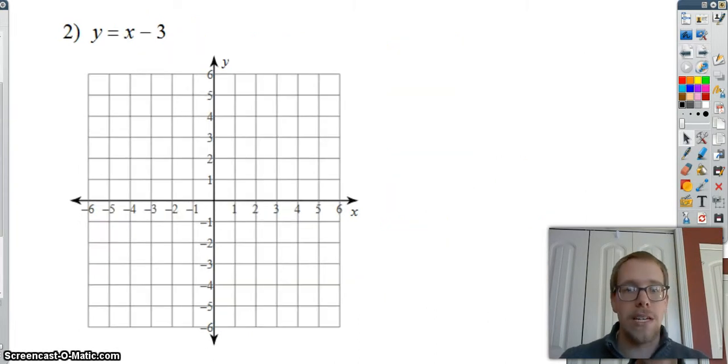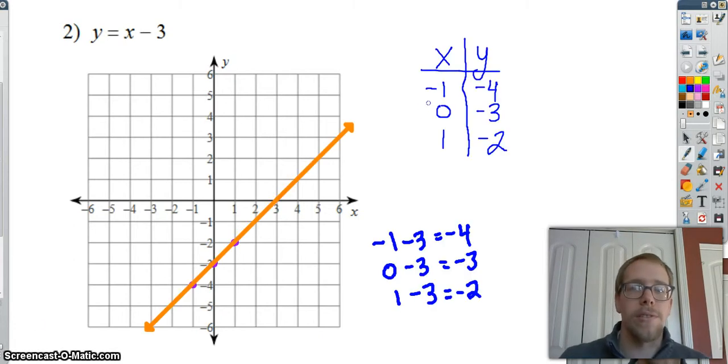Now go ahead and pause the video and try number 2 here on your own. Create an input-output table using 3 inputs, resulting in 3 outputs, and then graph it on a coordinate plane much like this one. All right, hopefully you've had a few moments to create your input-output table for this function.